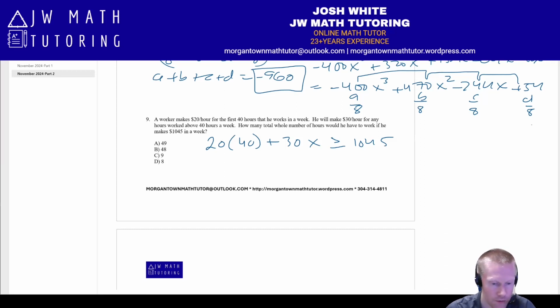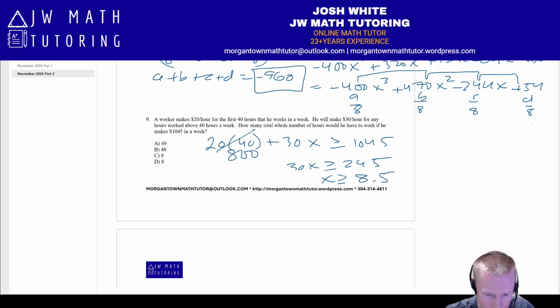So we go ahead, solve this out. This is just 800. You subtract this, you get 30x greater than or equal to 245. x is greater than or equal to 8.5. So a couple things. Okay, obviously 8 is out. Now 2, remember, this is just the number of overtime hours, okay? This is not the total number of hours.